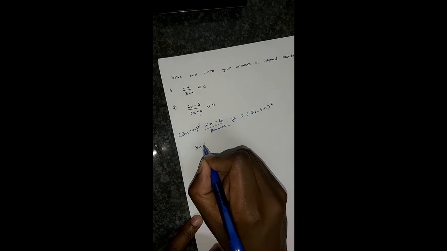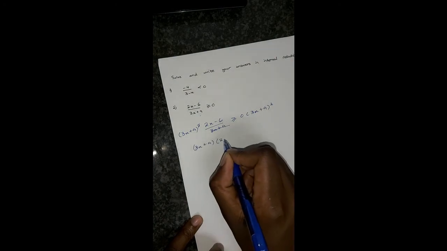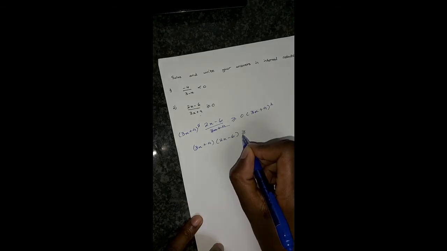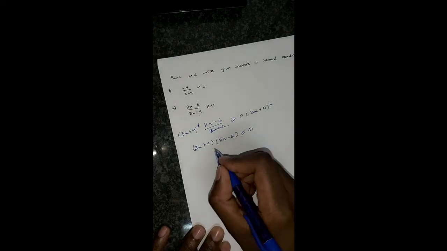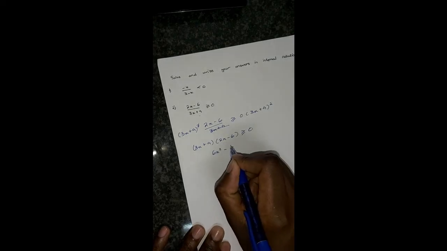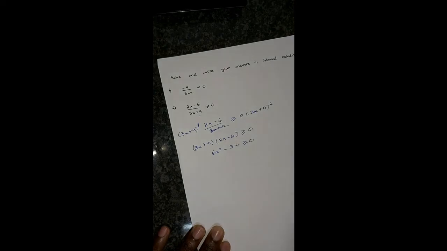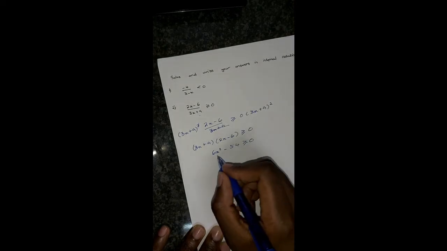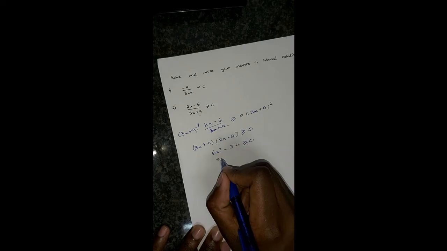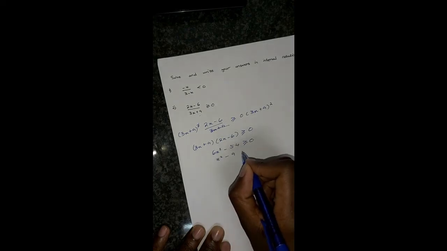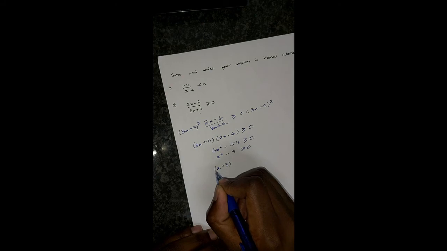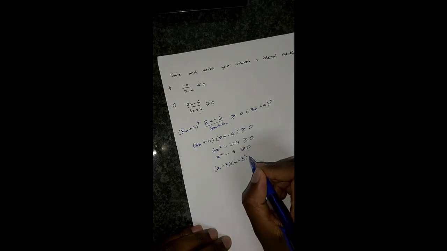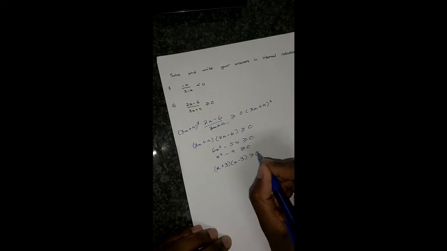So you have (3x + 9)(2x - 6) ≤ 0. So you're going to have 6x² - 54 being greater than or equal to 0. And this, if we divide throughout by 6, we have x² - 9 ≥ 0. And this can be simplified to (x + 3)(x - 3) being greater or equal to 0.